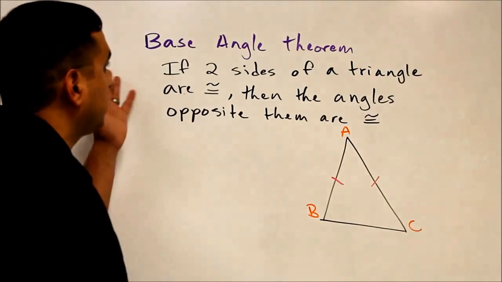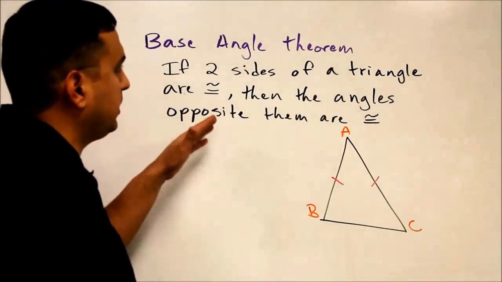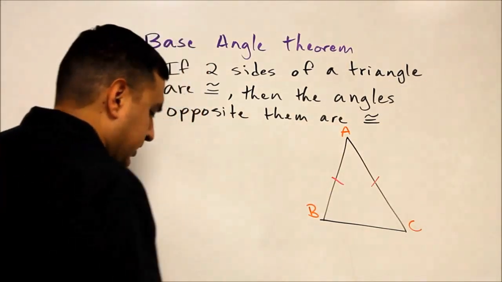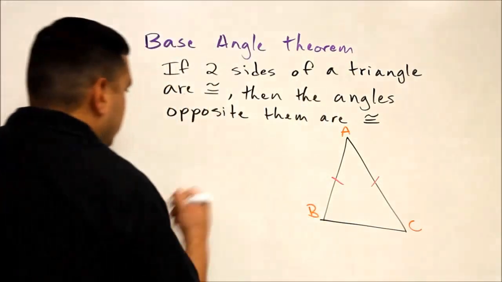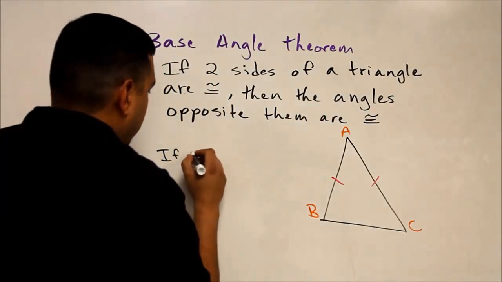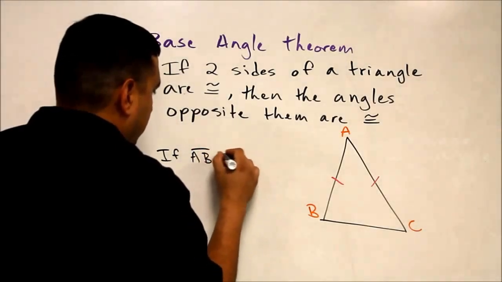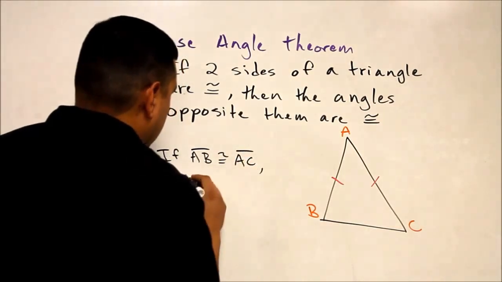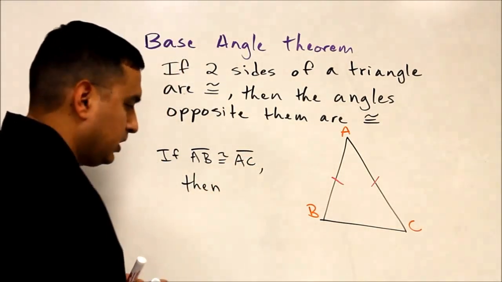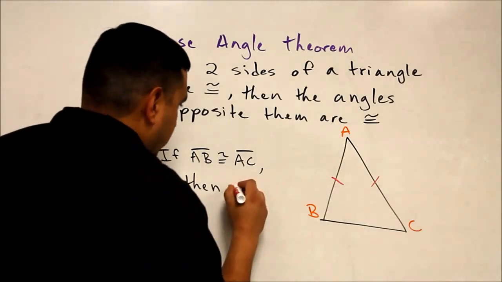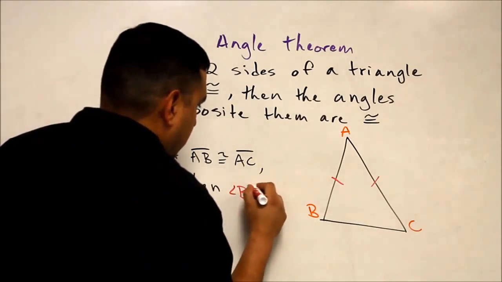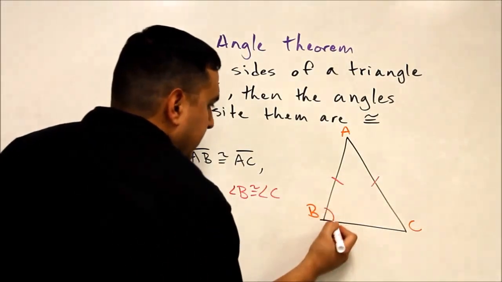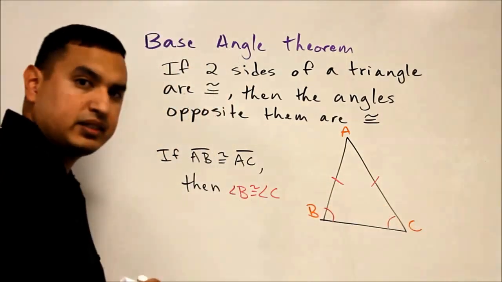Alright, so we're going to start with what's called the base angle theorem, and that simply says that if two sides of a triangle are congruent, then the angles opposite those sides are congruent. So if you think of it as a conditional statement, that says if segment AB is congruent to segment AC, then you know that angle B is congruent to angle C. So if you know these two sides are congruent, then this angle B has to be congruent to that base angle C.